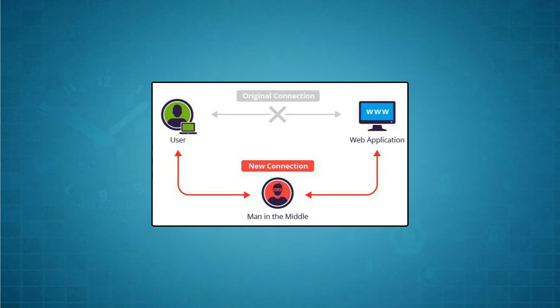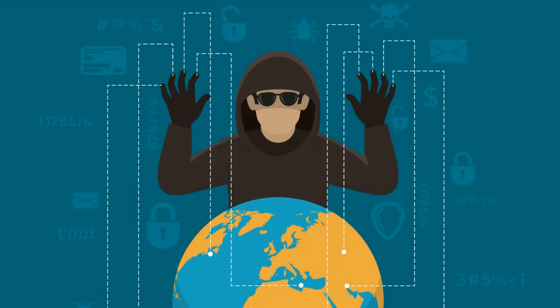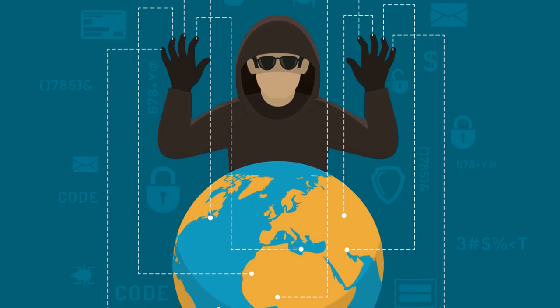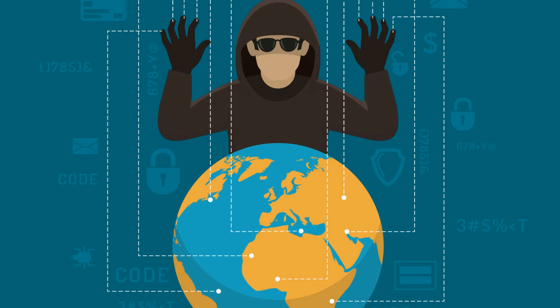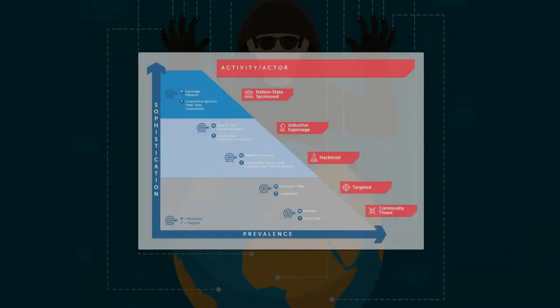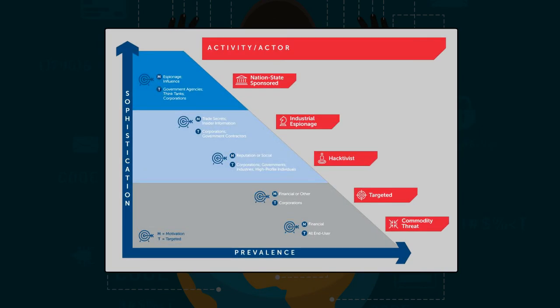Executing an APT assault requires more resources than a standard web application attack. The perpetrators are usually teams of experienced cyber criminals having substantial financial backing. Some APT attacks are government-funded and used as cyber warfare weapons. APT attacks differ from traditional web application threats in that they are significantly more complex.